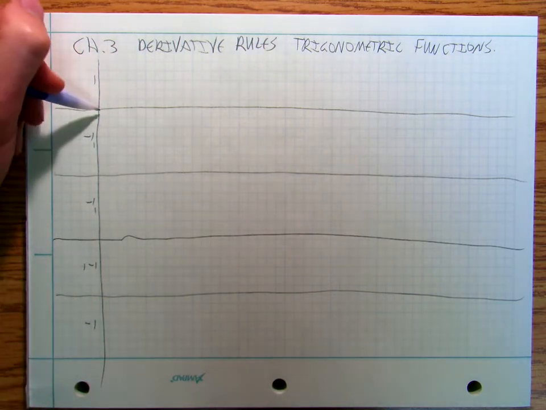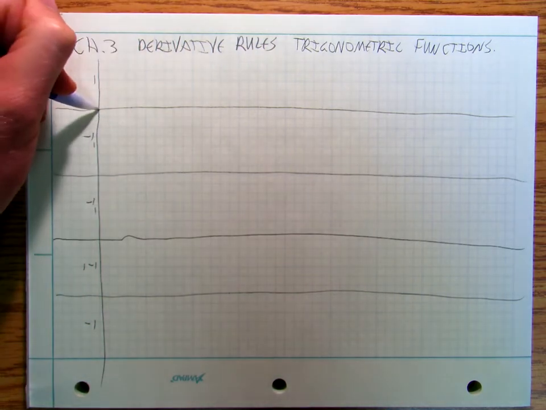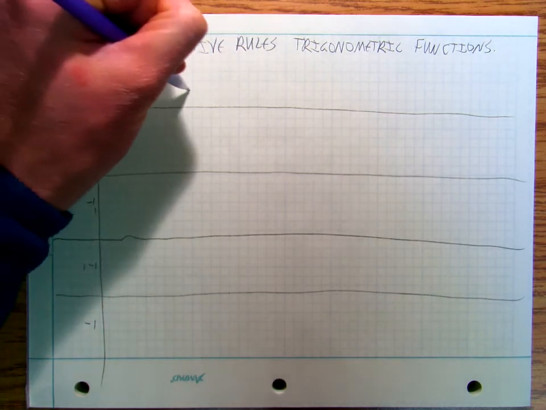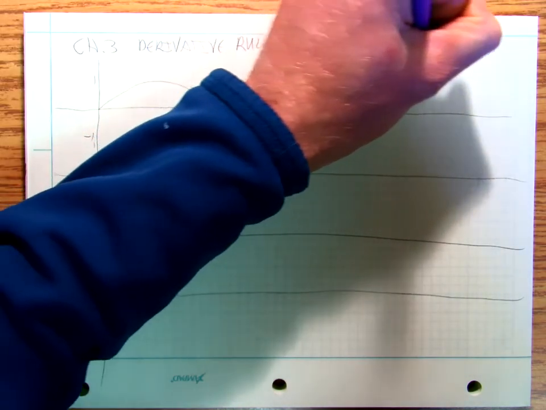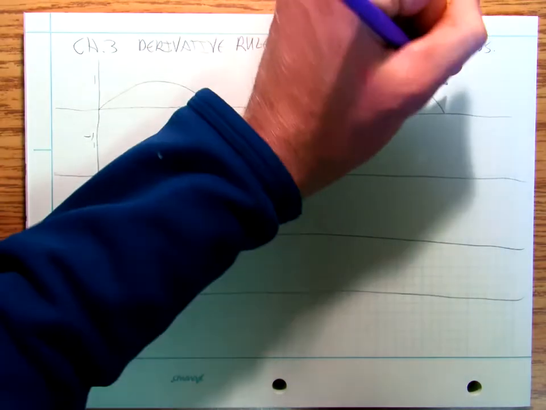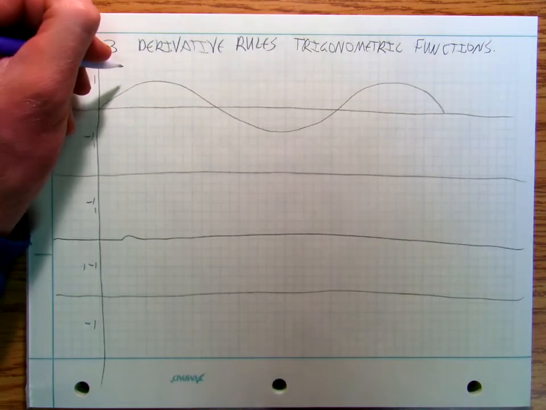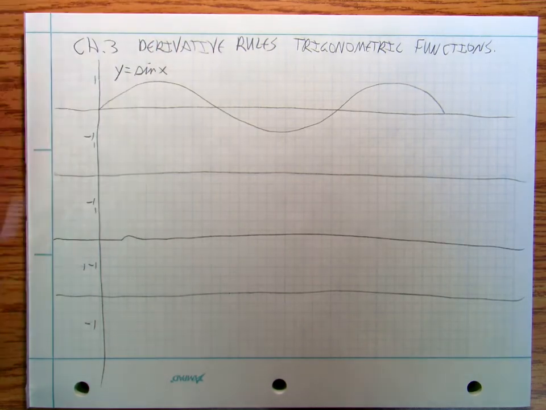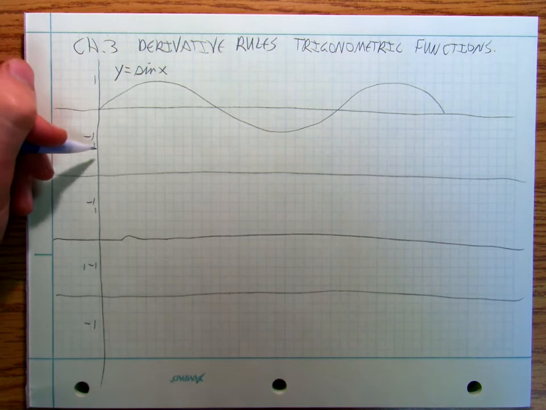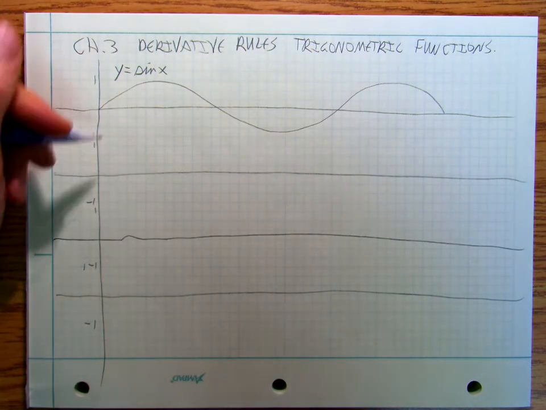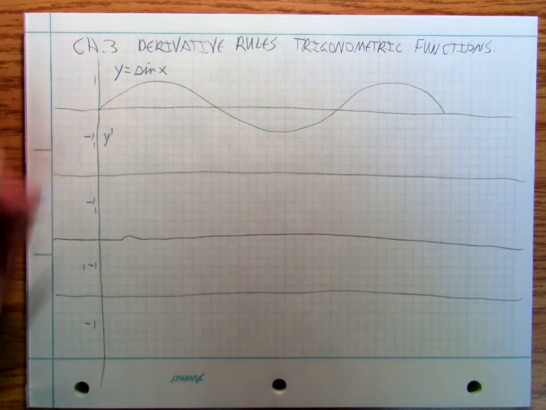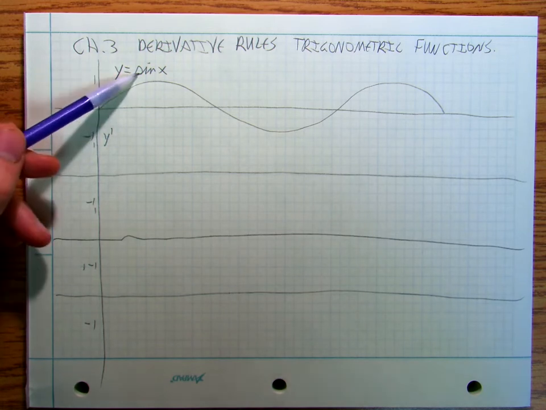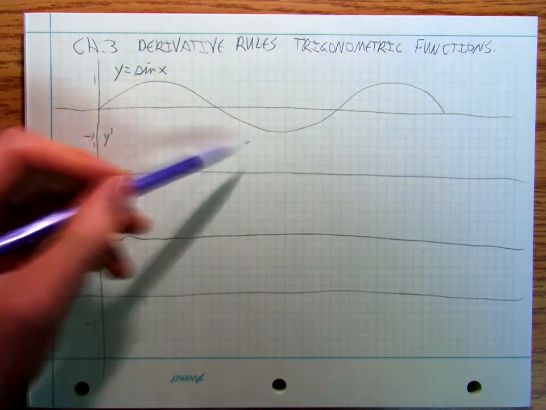Okay, so I'm going to graph y equals sine x. Now on this graph, we've sort of gone through this before, but I want you to see it. We're going to graph y prime. Well, y prime is going to be the derivative of this. It's going to be the slope of this.